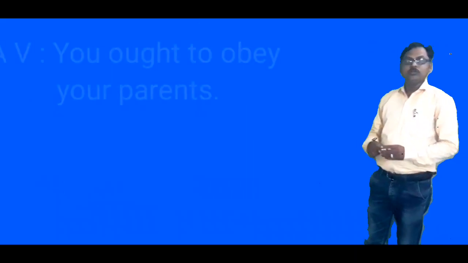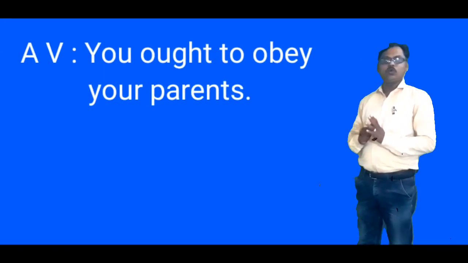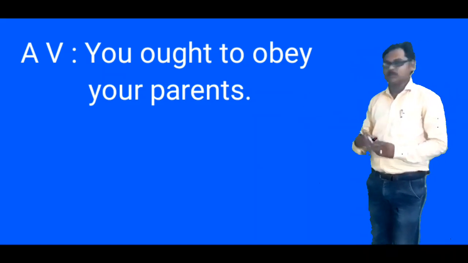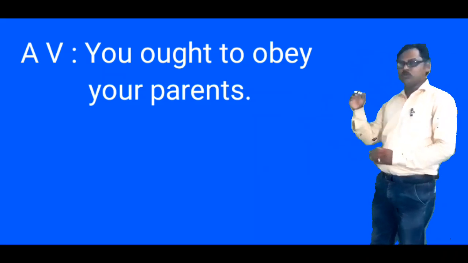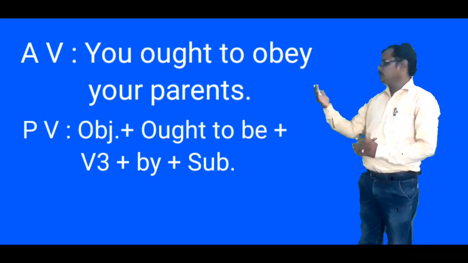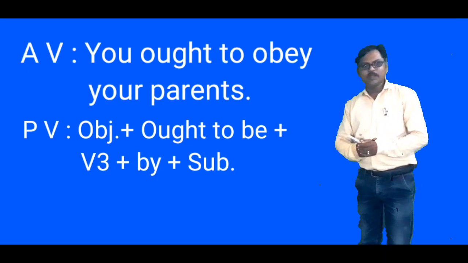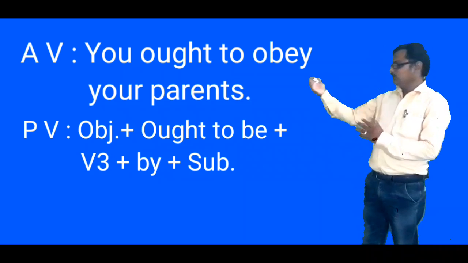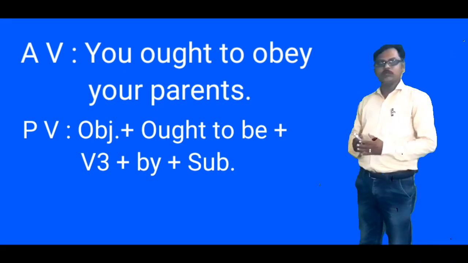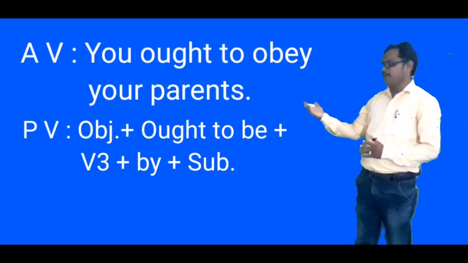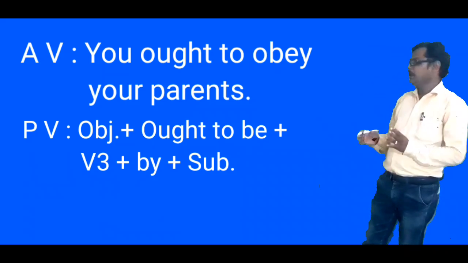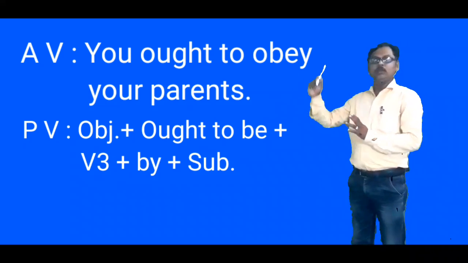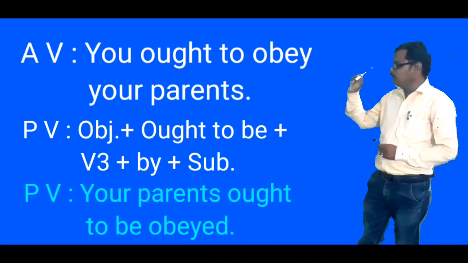The next sentence is: you ought to obey your parents. Here the modal is ought to, and obey is the verb. So how can we change this sentence? First we take your parents, the object, to the front. Then the modal ought to stays as it is, and then we use be, followed by the third form of the verb: your parents ought to be obeyed.